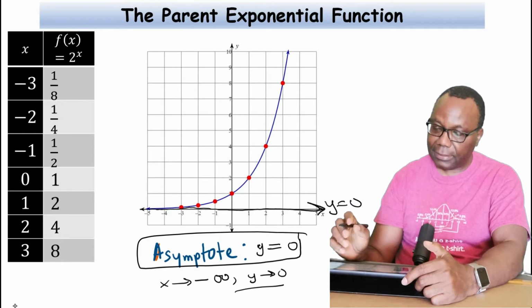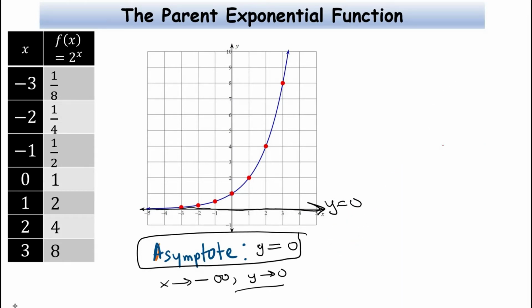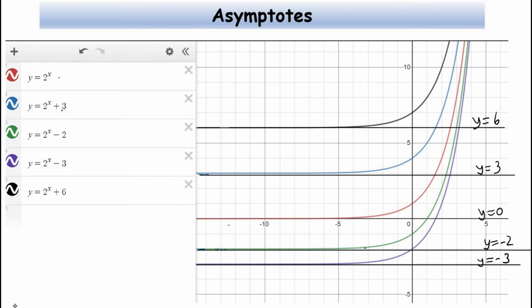Matter of fact, I did some work before I started recording just to help you understand what the asymptote looks like from the equation without seeing the graph. It's very easy to see. All right, so I graphed a bunch of exponential functions on Desmos, and let's start with the top one over here. I highlighted this yellow one. That is this graph, this black one.